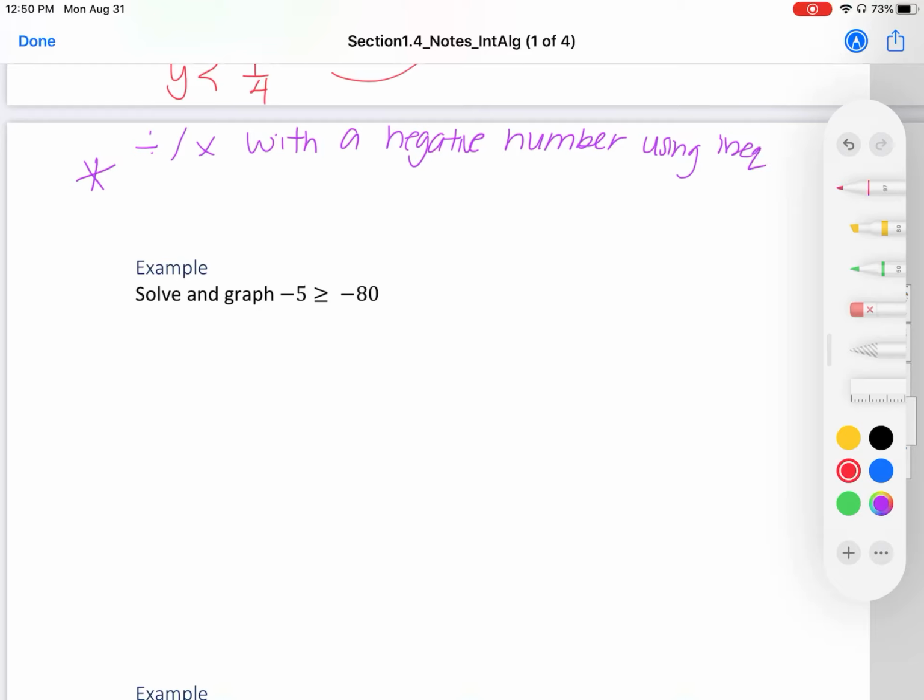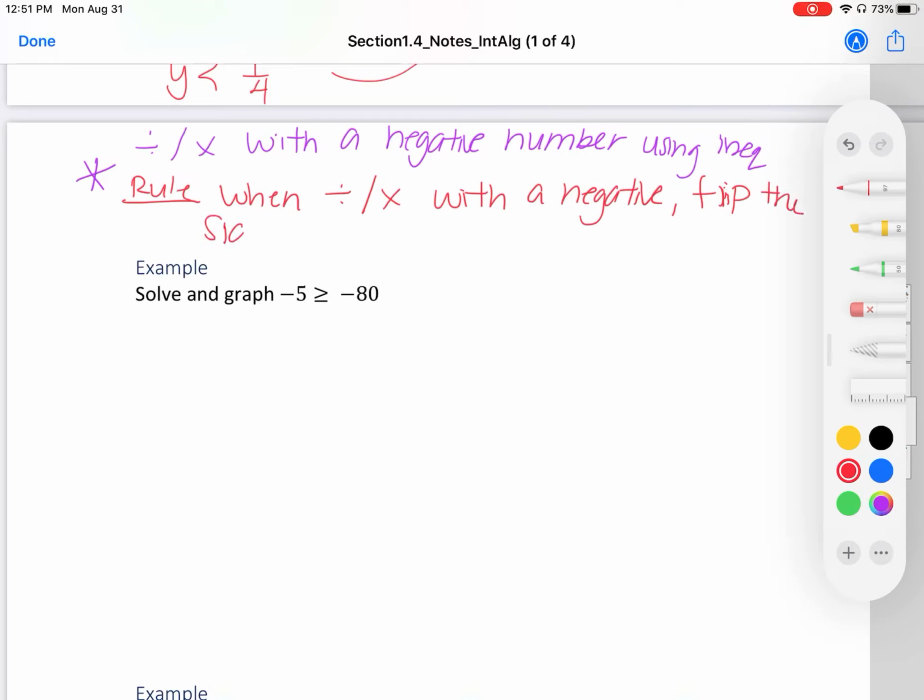Okay, so here is your rule. When dividing or multiplying with a negative, flip the sign. Let me go through a brief reasoning as to why.